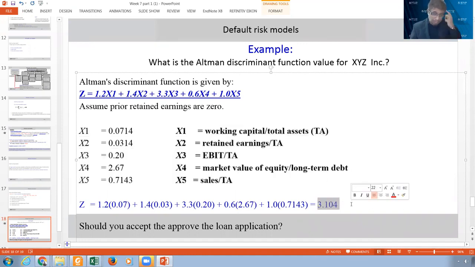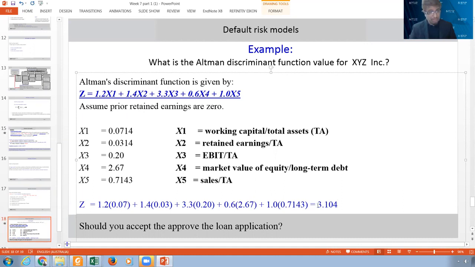Now, one thing somebody would say is, how about the benchmark? The benchmark is between 1.81 and 2.99. The z-value has to be between 1.81 and 2.99 to consider. It's an area of consideration. Anything over 2.99, you accept. It's a good company. Anything under 1.81, just take it off. But the critical area is between 1.81 and 2.99.